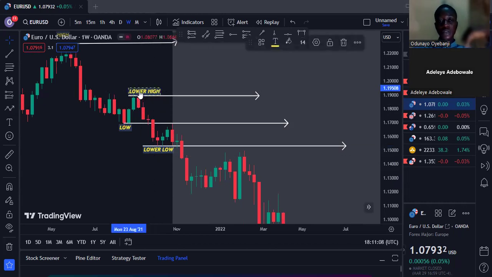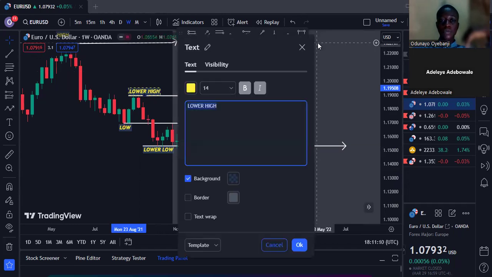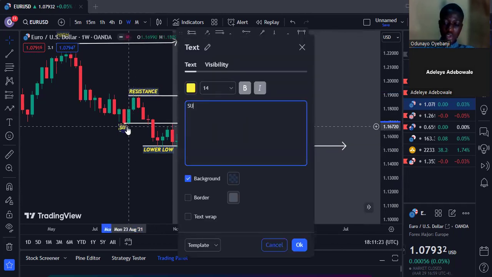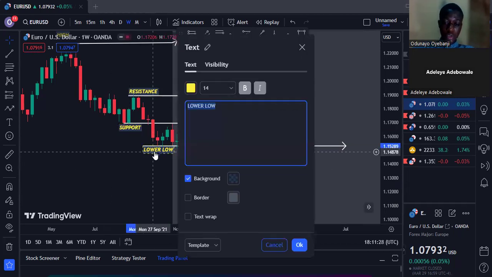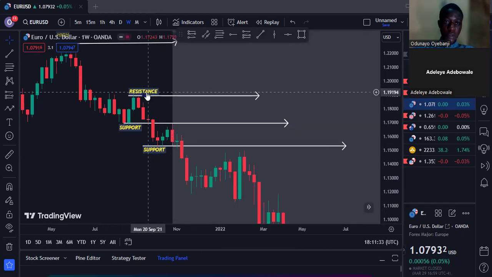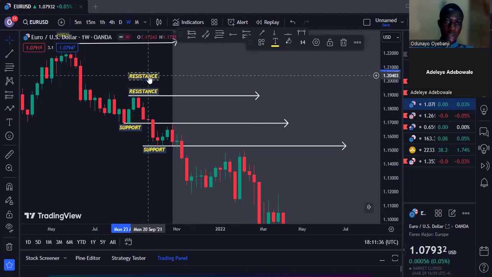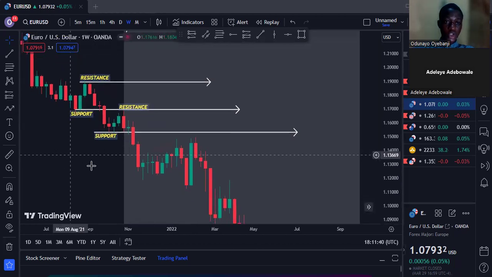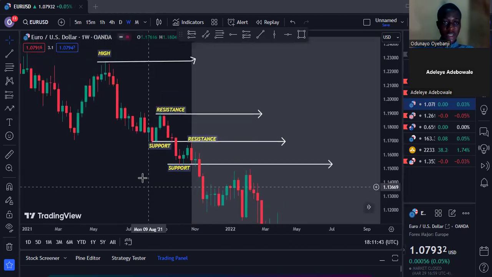So we said this is what? Resistance. We said this is a resistance. We said this is support. You get that? This is support. This one right here. This what? Resistance. You get that now? So let's just use this as our reference.